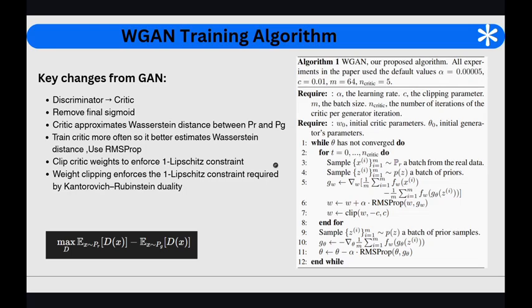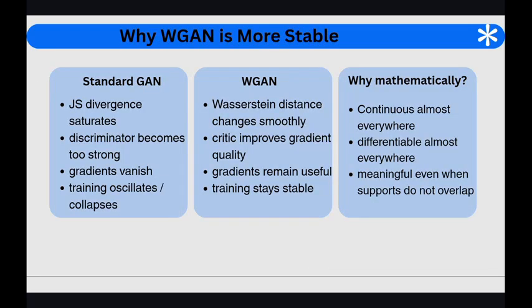The most important change is weight clipping. After every critic update, its weights are clipped to a small range, usually between minus 0.01 and 0.01. This is done to enforce the Lipschitz constraint, which is the required criterion for Wasserstein distance to work properly. So in the WGAN loop, we do this. We train the critic multiple times, clip the weights, and train the generator once. So this slide explains why WGAN is more stable.